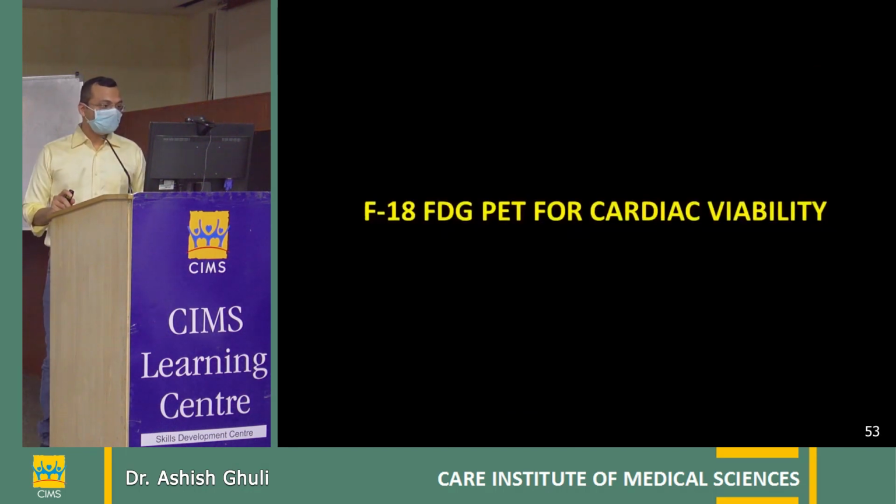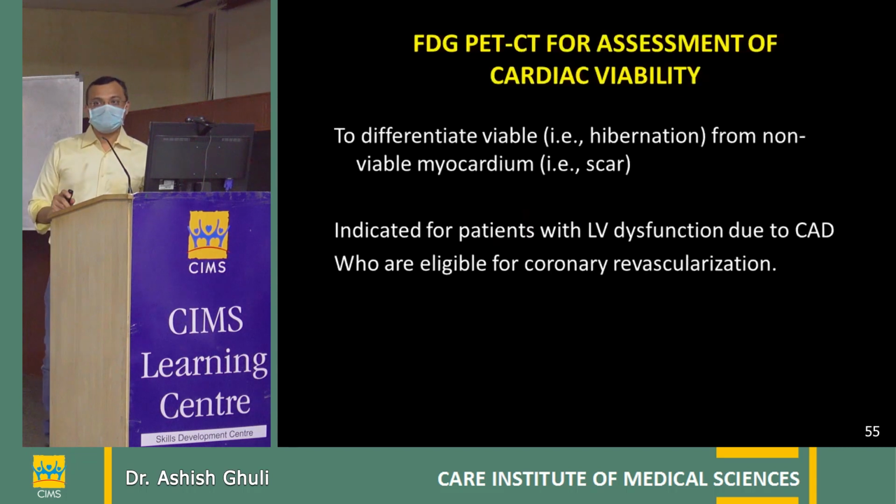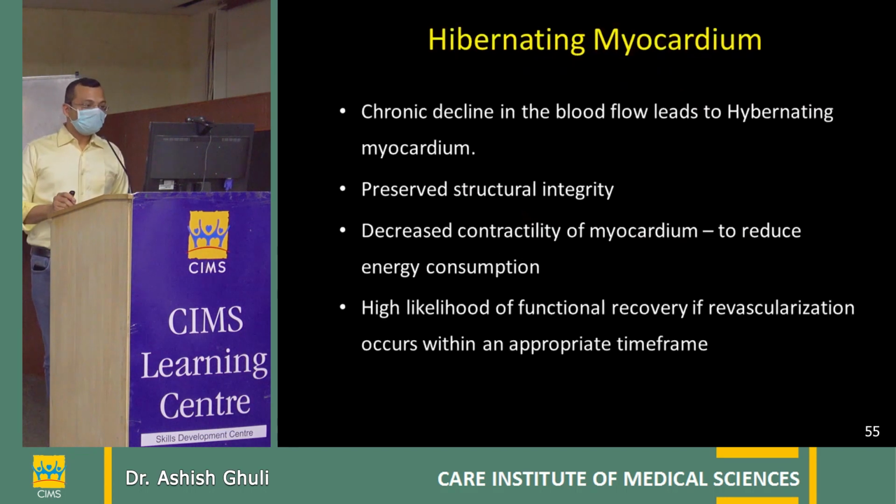So coming to the role of FDG PET in cardiac viability. Mainly FDG PET is used to differentiate between the viable, that is hibernating myocardium, from that of the scar. So it is indicated in the patient with LV dysfunction due to coronary artery disease and who are eligible for coronary revascularization. So only the patient with viable myocardium will benefit from the revascularization.